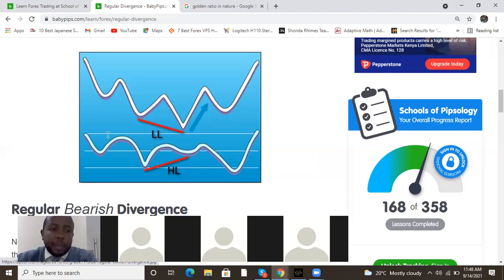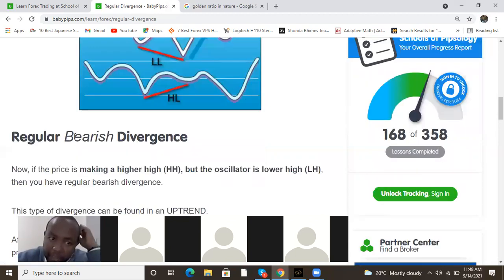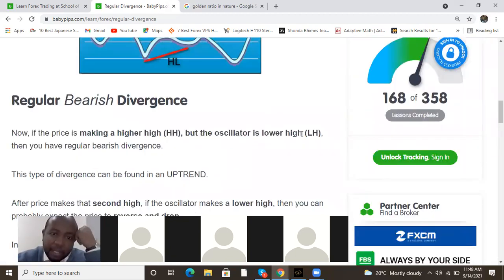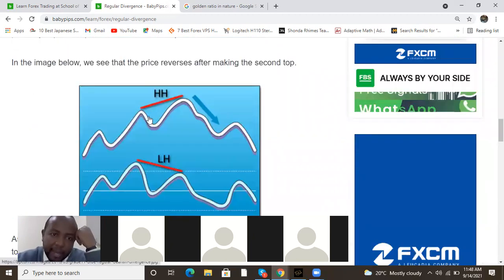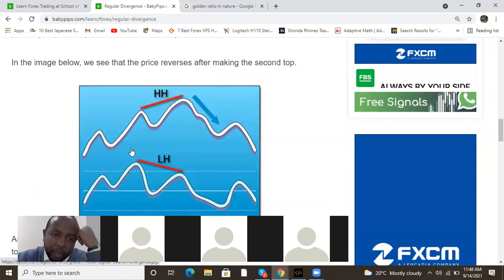So the opposite is the bearish. For the bearish, the price is making higher highs, but the oscillator is making lower highs. So this one looks like this, higher high. The price is moving up, but when you look at the oscillator, maybe the RSI stochastic, it will show like a wave. You look at this high, this high, and this should become lower than this. So this becomes a lower high. So this now becomes a regular bearish divergence.